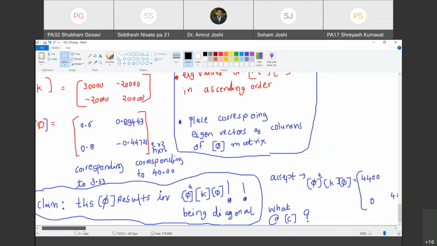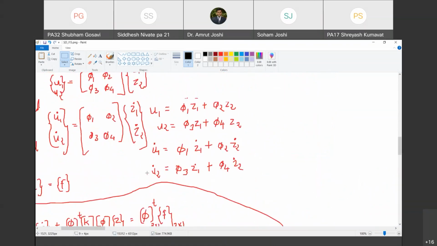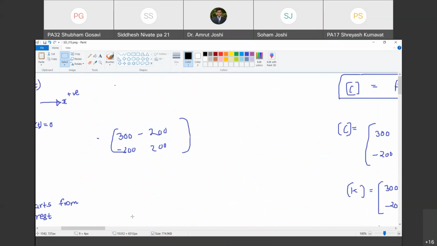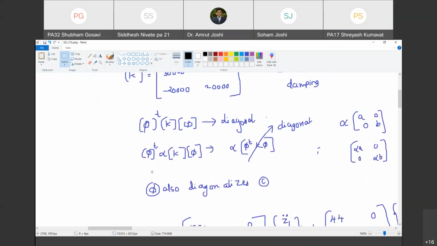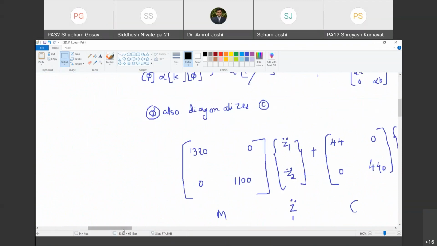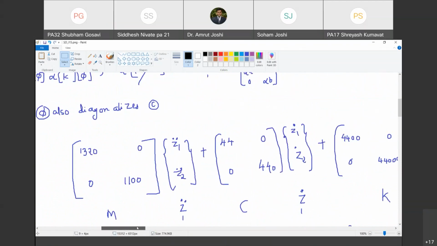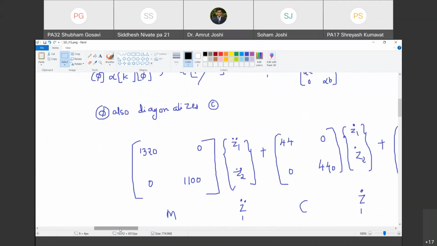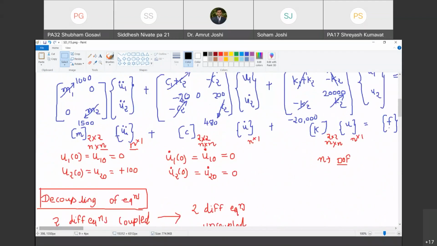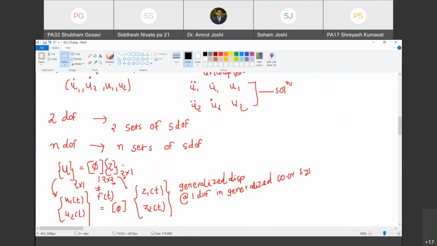Also, we discussed something about the mass proportional, stiffness proportional, and mass and stiffness proportional damping. So as long as damping is mass and stiffness proportional, that same phi matrix is also going to diagonalize C. Happy? Yes, sir. So then we applied the transformation. What is the transformation that we did apply? We said that u is equal to phi z. Are you with me? Yes, sir.